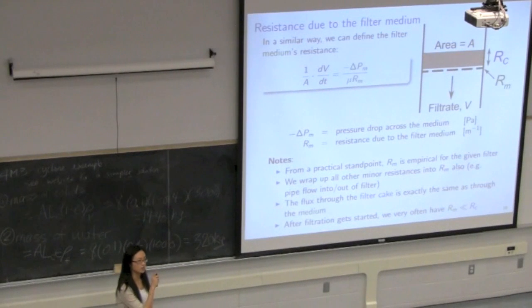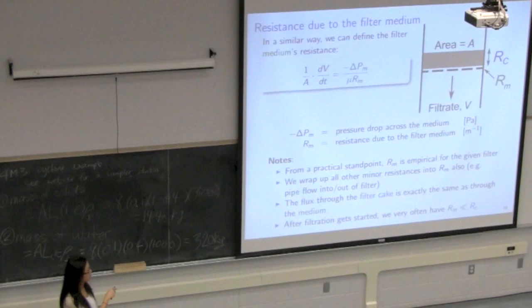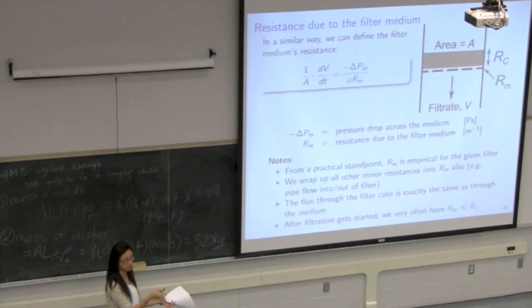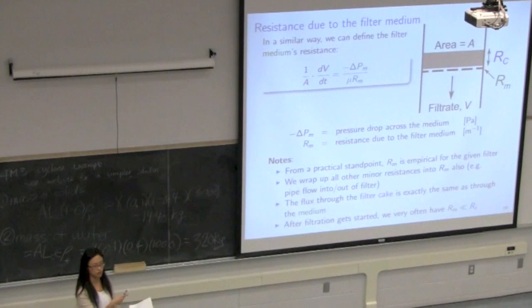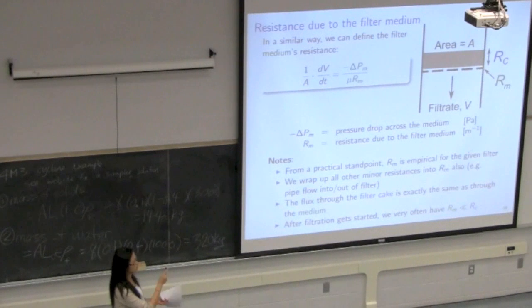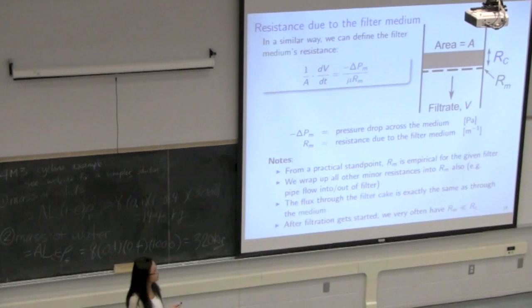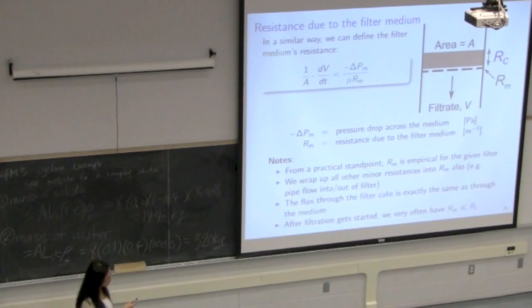So for a given filter, you would need to do experiments to find this number. And also, when we're looking at Rm, it takes into account all of the little and minor resistances in the system as well. So things like flow going through the pipes, that's all taken into account with Rm. And then keep in mind that the flux through the filter cake is exactly the same as through the medium. So that's equivalent.